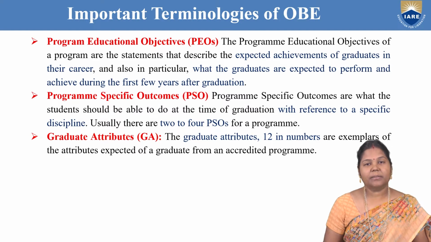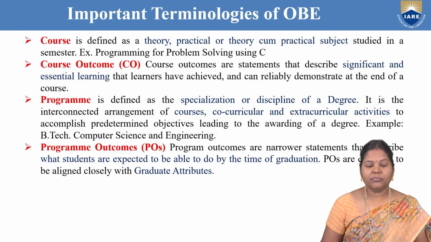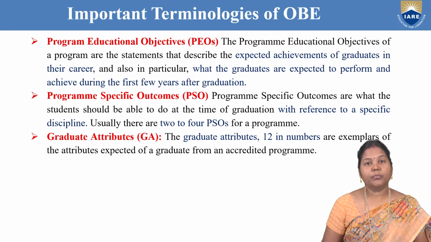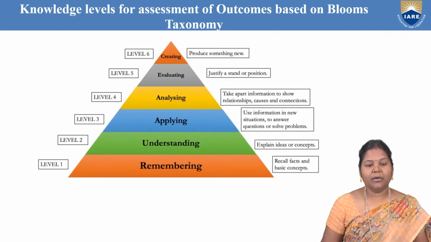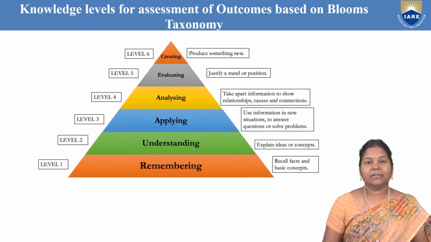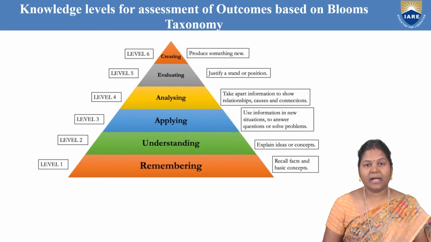So, these are some of the important terminologies that we have discussed. We have discussed what we mean by a course, followed by course outcome, then program outcome, then program educational objectives, program specific outcomes, and graduate attributes. Now, let us discuss the knowledge levels for assessment of these outcomes based on Bloom's taxonomy.